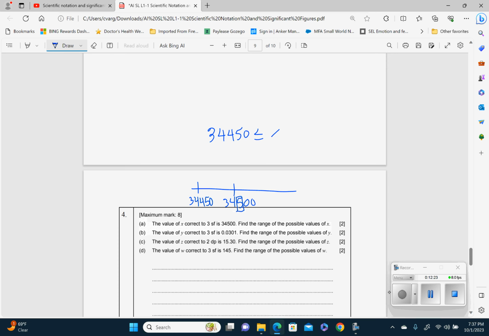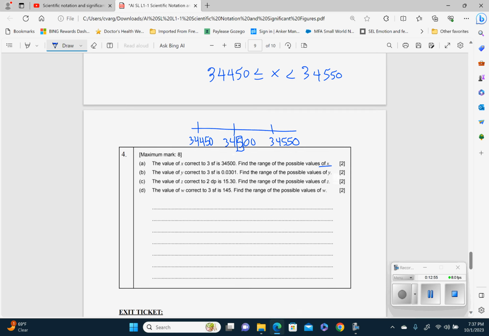So this is X, okay? And then our upper bound is, we're just going to go ahead and take this number. So the 345 is going to stay, and then we're going to add a 5 after it. Again, since we have 5 numbers here, we want to make sure that we add a 0 here, so that is going to be our upper bound, okay? 34,550 is going to be our upper bound, so that is the range of possible values of X. All right, I'm going to do one more.